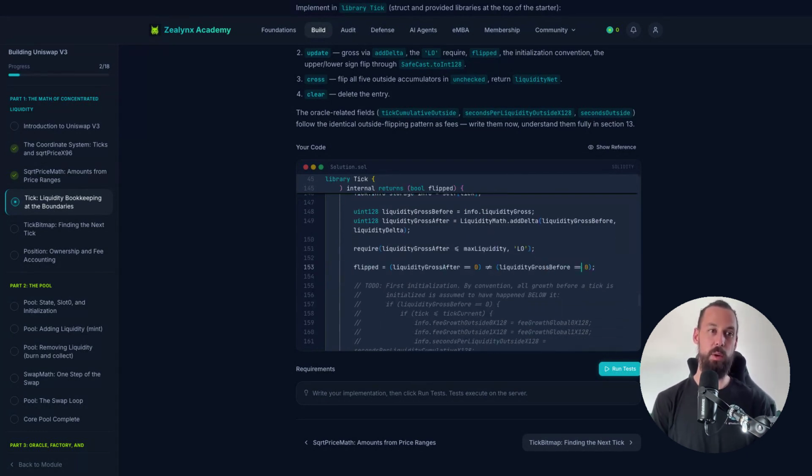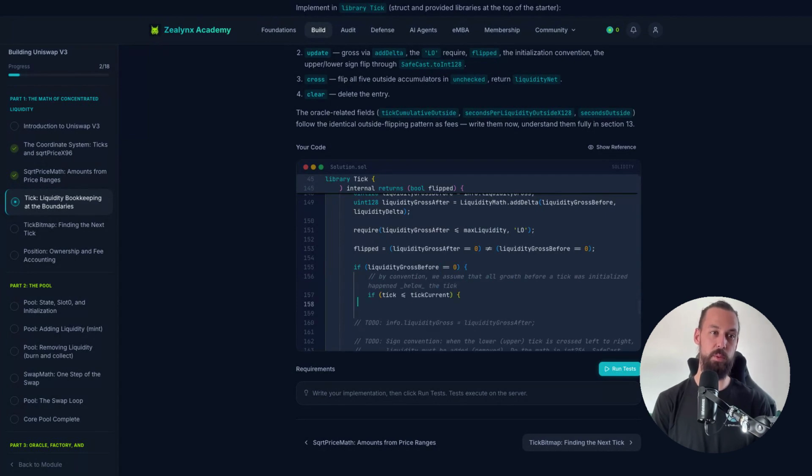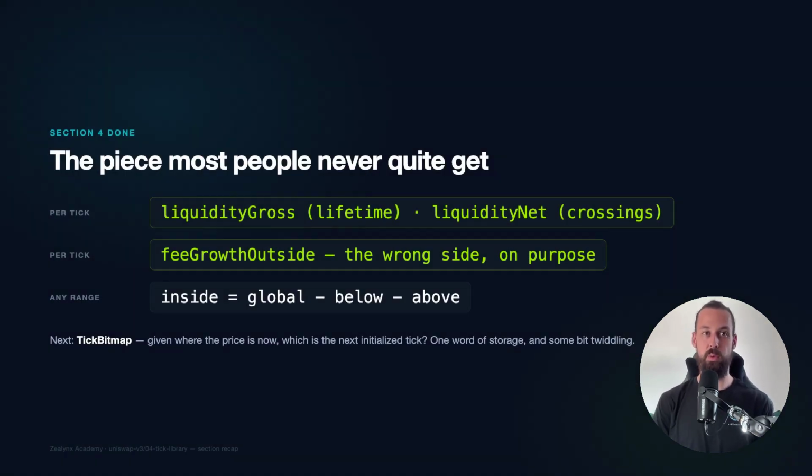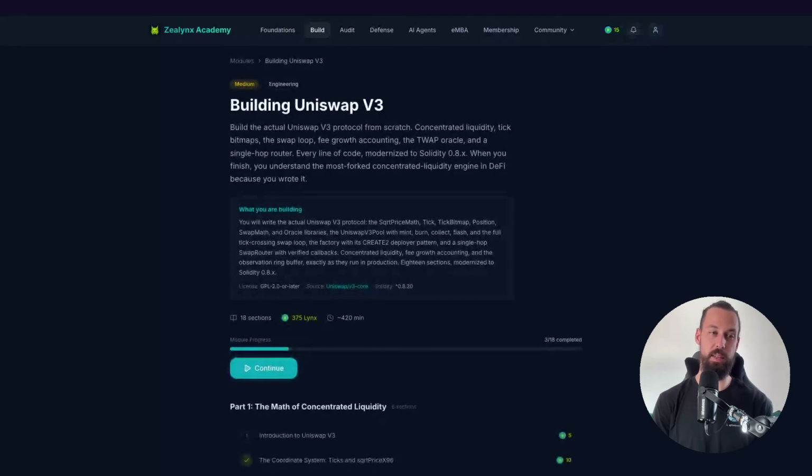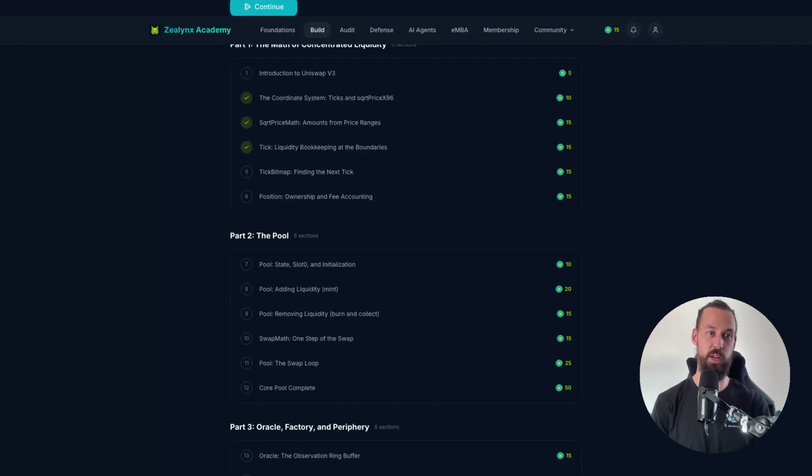So, you now have the piece of V3 that most people never quite get. 2 liquidity numbers per tick, 1 for lifetime and 1 for crossings. And an accumulator that stores the wrong side on purpose, flips on every crossing, and turns an impossible-looking history question into 1 subtraction.